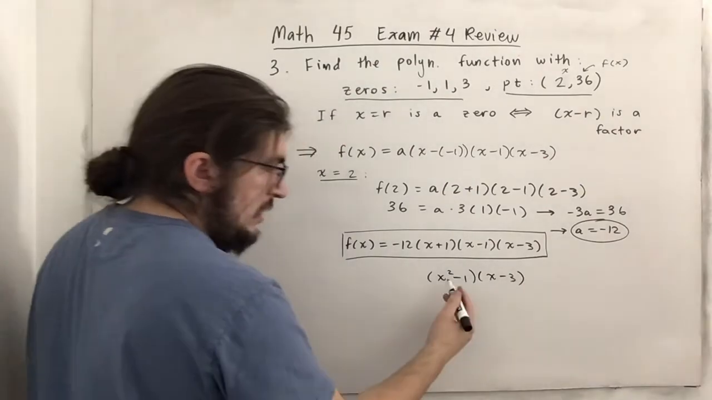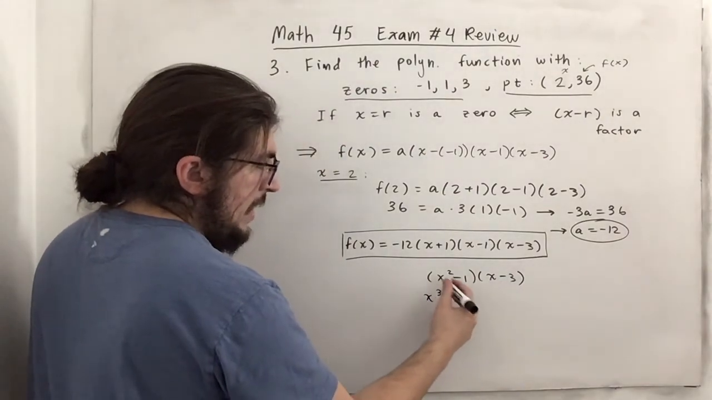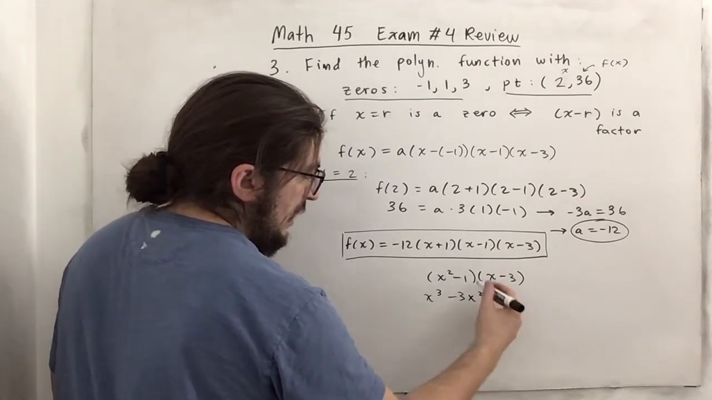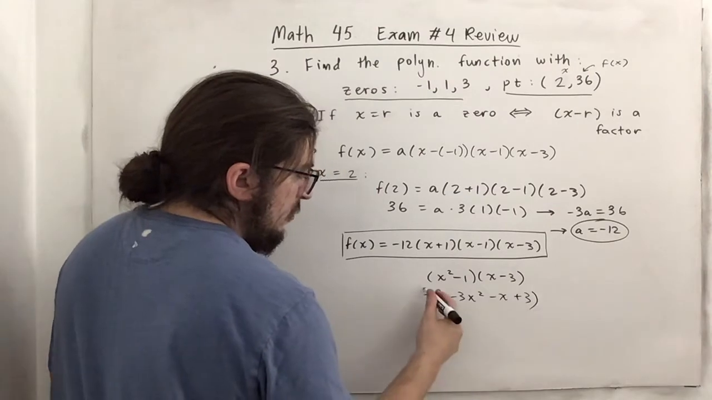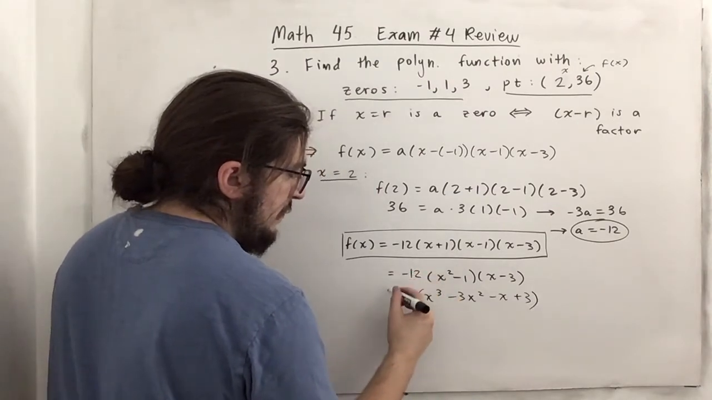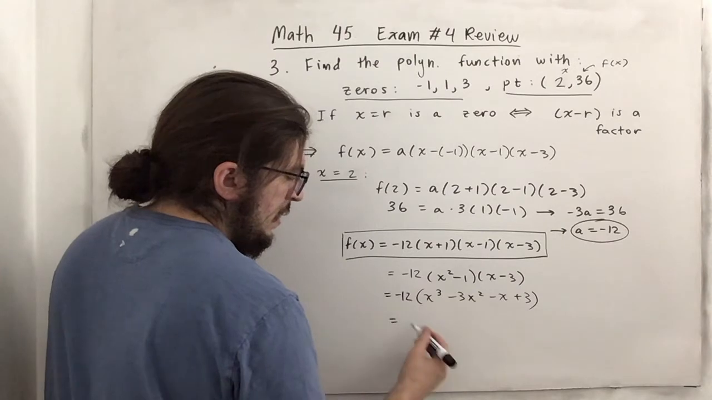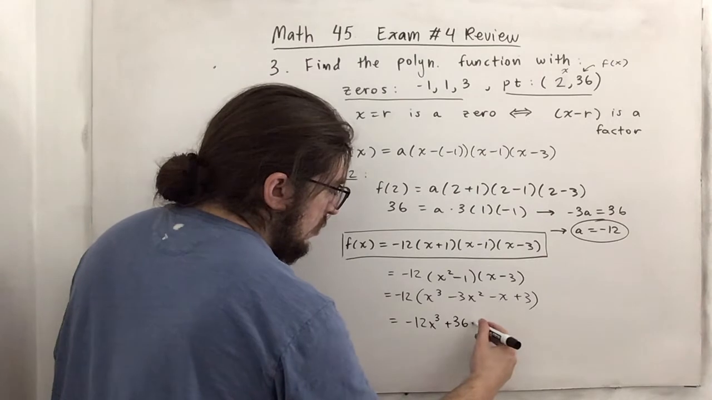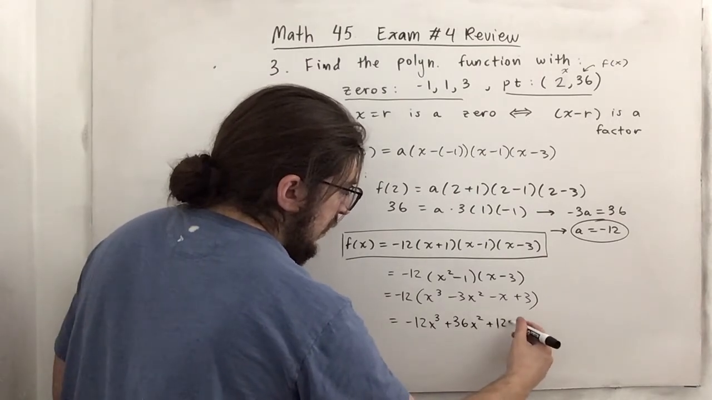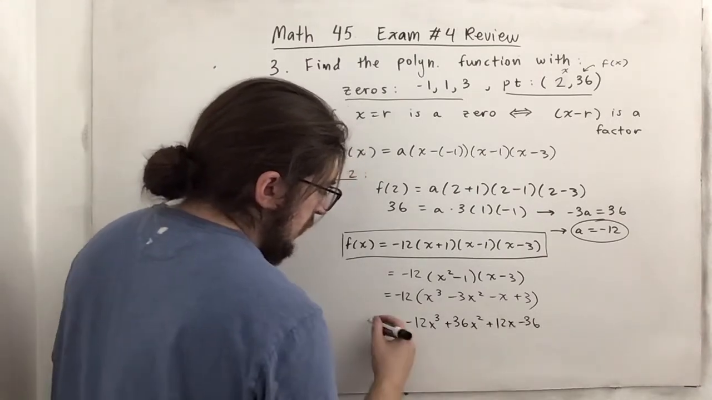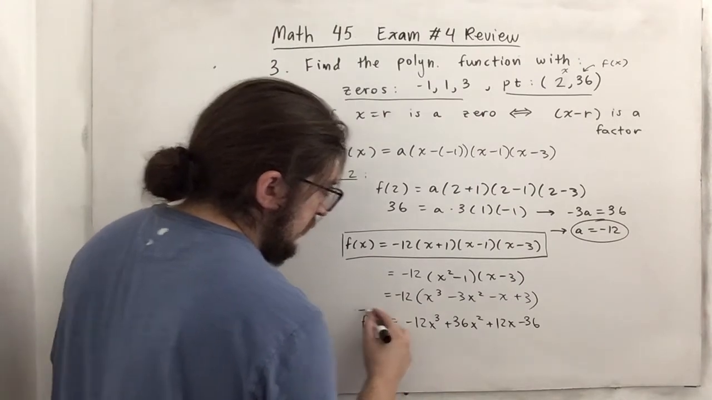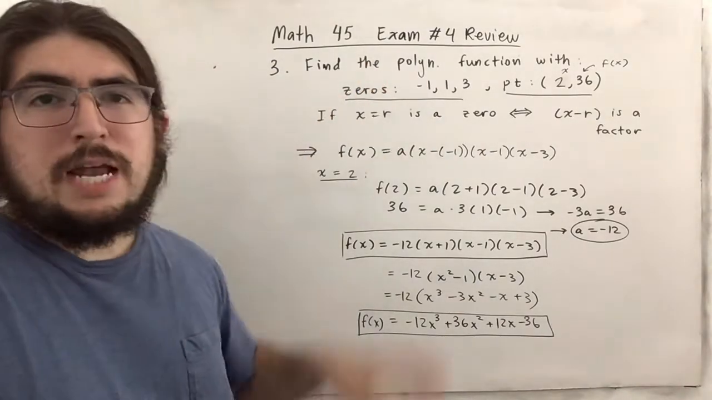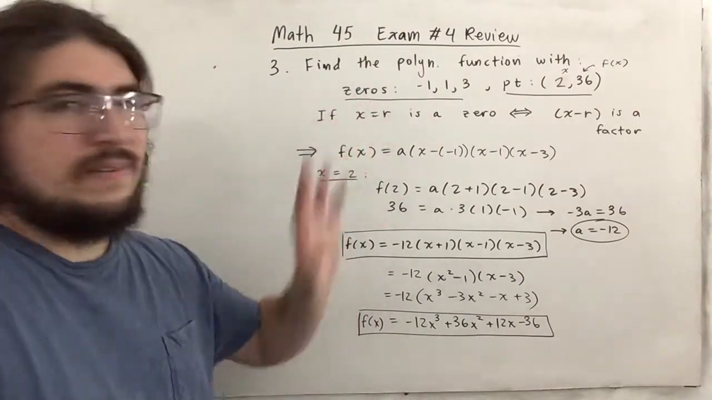And then actually FOILing this out, x squared times x is x cubed, x squared times negative 3 is negative 3x squared, negative 1 times x is negative x, negative 1 times negative 3 is positive 3. Then of course the negative 12 that we shouldn't have forgotten about. Distributing that, we get negative 12x cubed plus 36x squared plus 12x minus 36. So this is actually an f of x function, fully expanded out and all that. So pardon that small typo there, but I'll change the document so you won't even see that issue.